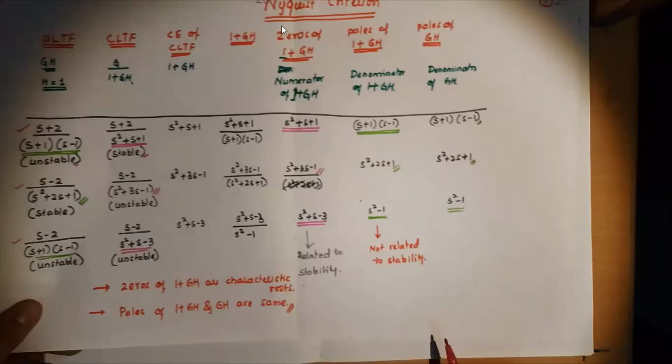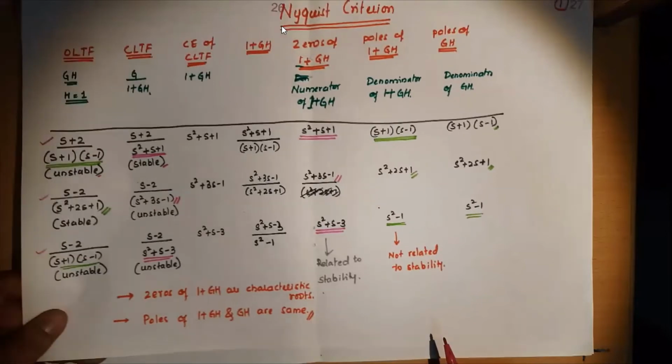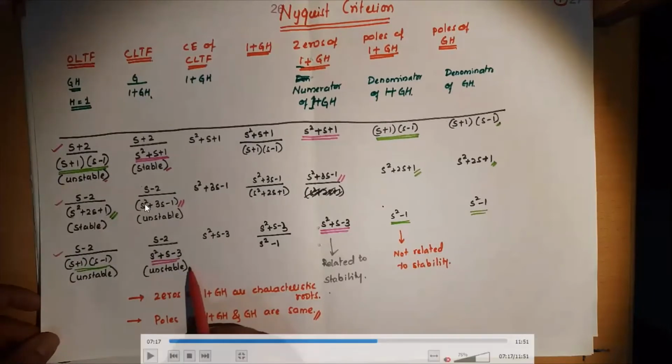So the final conclusion is: map the S plane to the GH plane. Then check whether there is any encirclement around minus 1 on the GH plane. Then accordingly find the number of P. Then substitute in Z equal to P plus N. So this is one hint I am giving you.